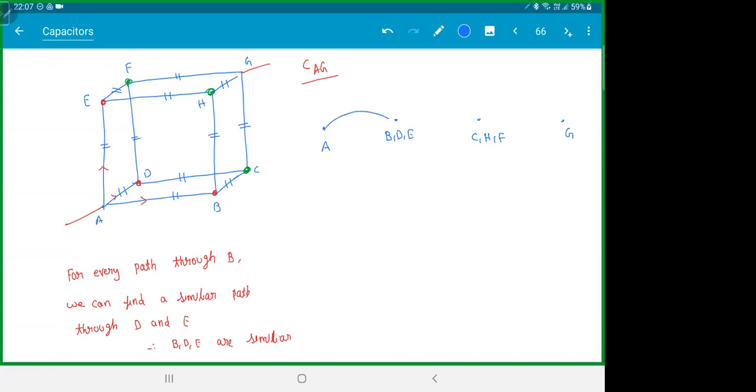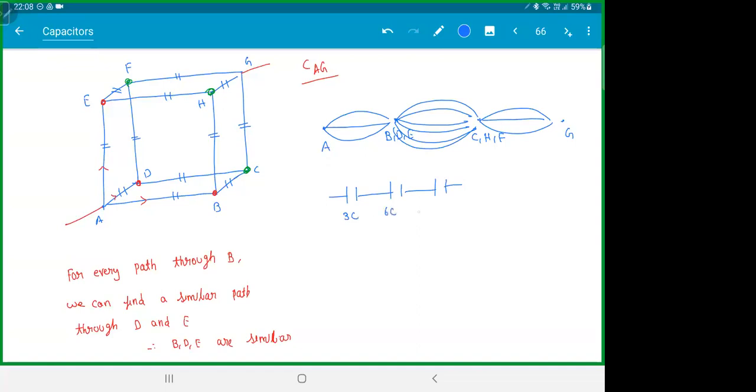Now, A to B one capacitor, A to D one capacitor, A to E one capacitor; then two capacitors, two capacitors, two capacitors, and three capacitors. Total, there should be 12 lines. Check. Each one is C, so this becomes simply 3C, 6C, and 3C. So C_AG will be 6C into 3C by 6C plus 3C, that is 6 into 3 by 6 plus 3, which is 18 by 9... giving 60 by 5... please check.